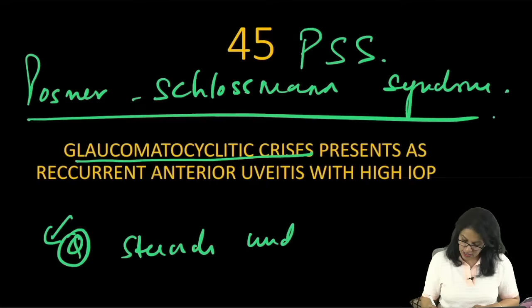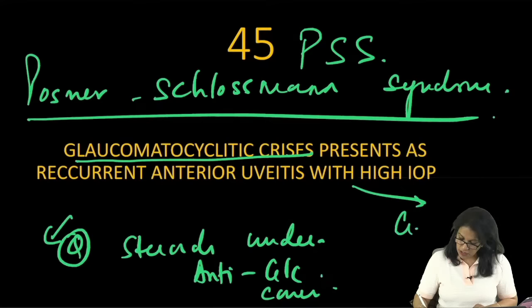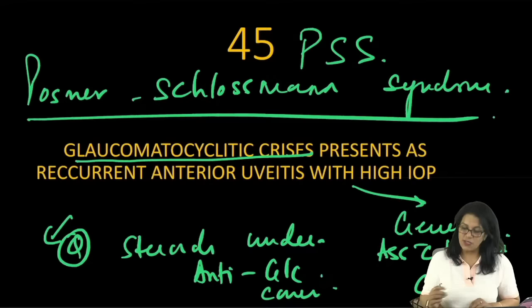This condition is more common in males, and the exact etiology is not known. It can be genetic. It is associated with H. pylori infection or with CMV infection. Just remember these two points. This is your glaucomatocyclitic crisis.